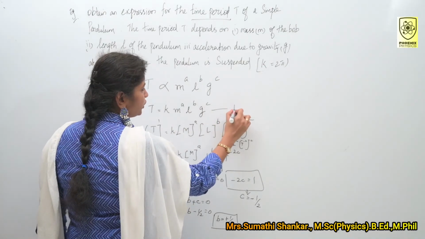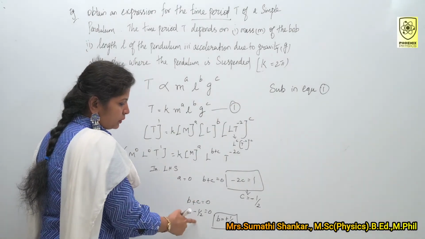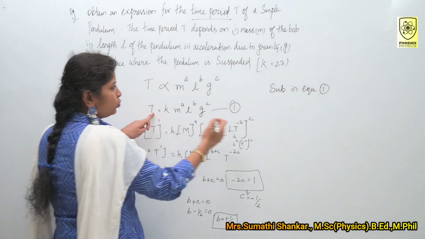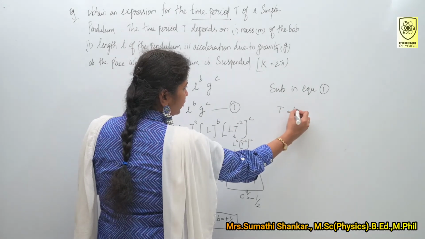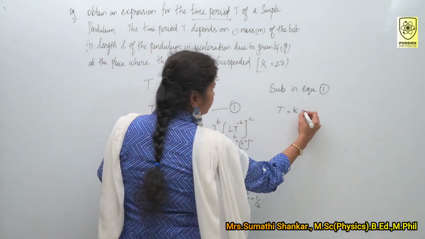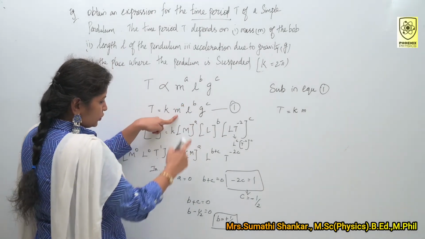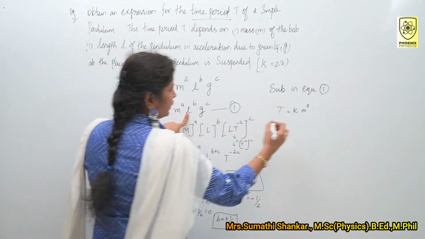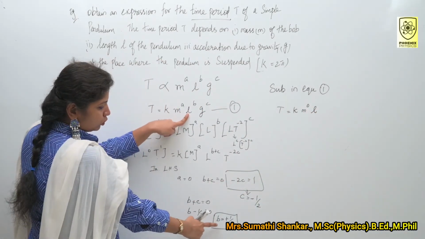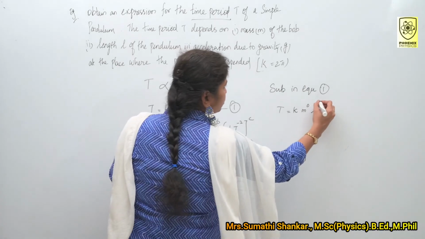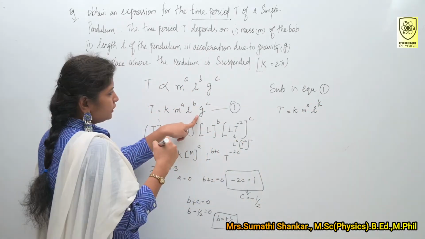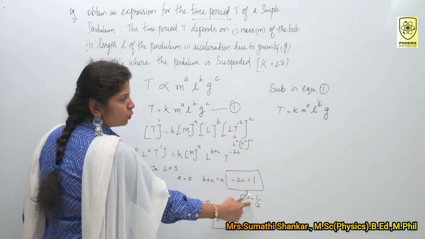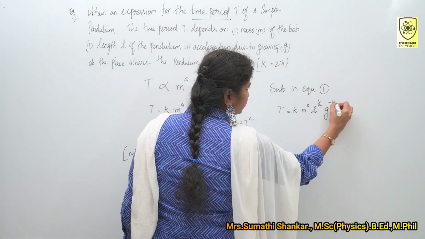This is our equation 1. Substitute a, b, c values in equation 1. What is our equation 1? T is equal to k, M to the power a. What is a here? 0. Substitute M to the power 0. Then L. What is the b value? 1 by 2, plus 1 by 2. So write 1 by 2. Then g. What is our c value? c is minus 1 by 2. Minus 1 by 2. Right.